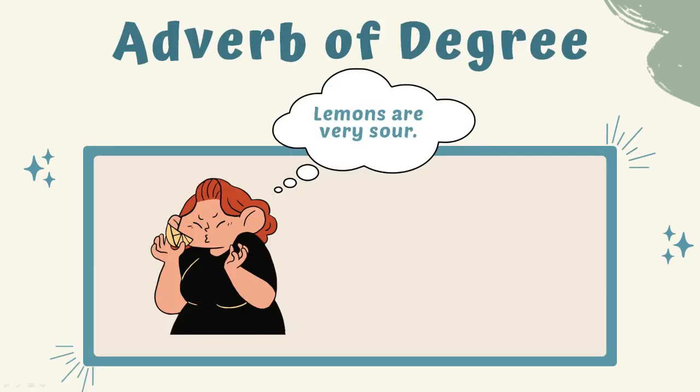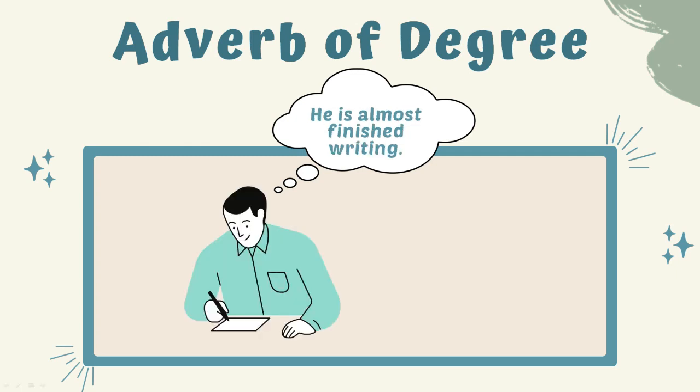Now, let's have an example. Lemons are very sour. So, how sour are lemons? The answer is very. That's why very in this sentence is our adverb of degree. Now, let's have another one. He is almost finished writing. Now let's answer, is he finished writing? The answer is almost, so not yet, but nearly there.